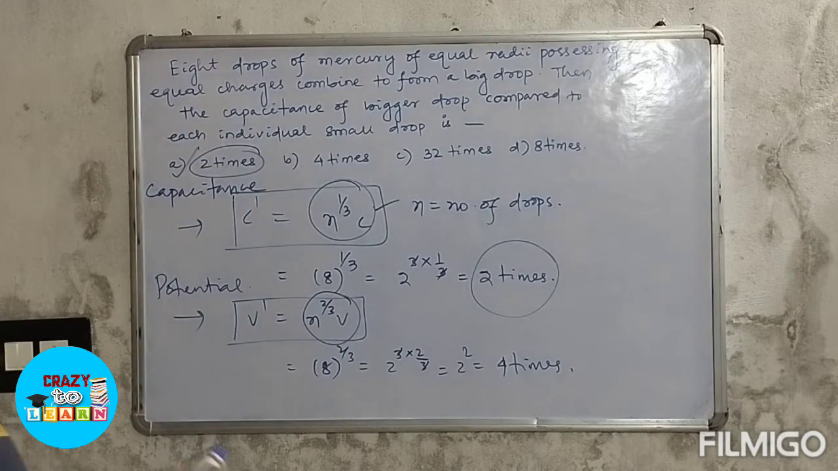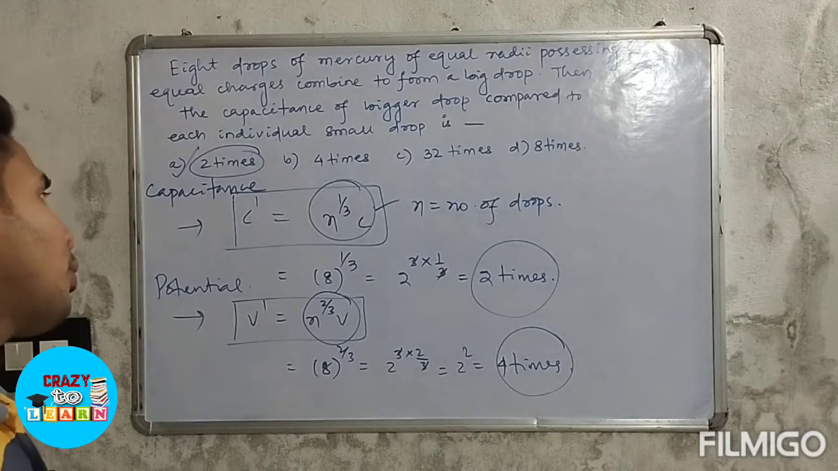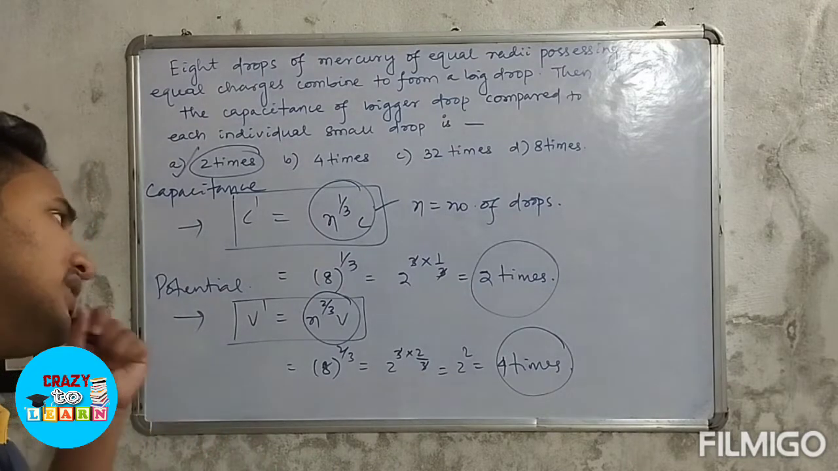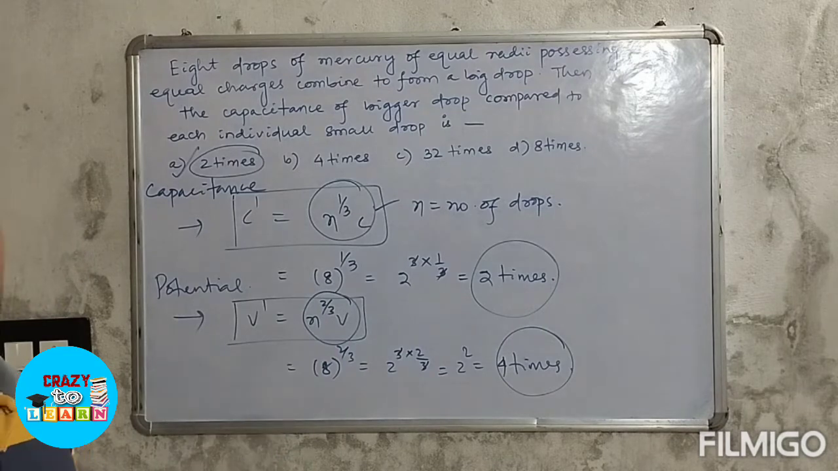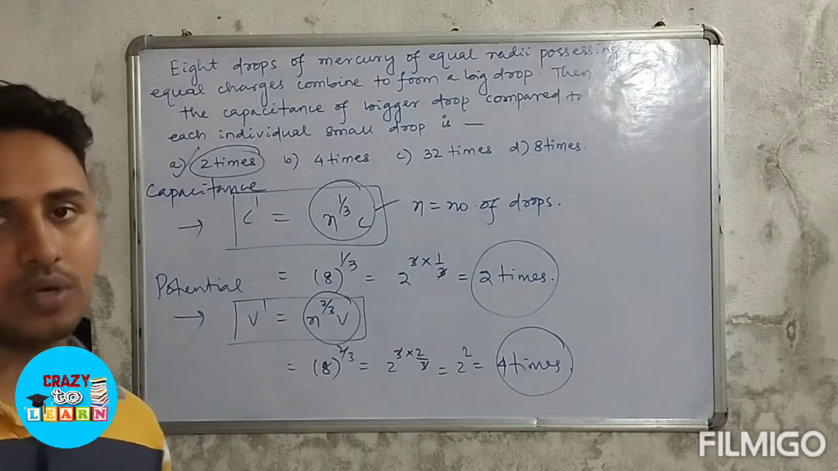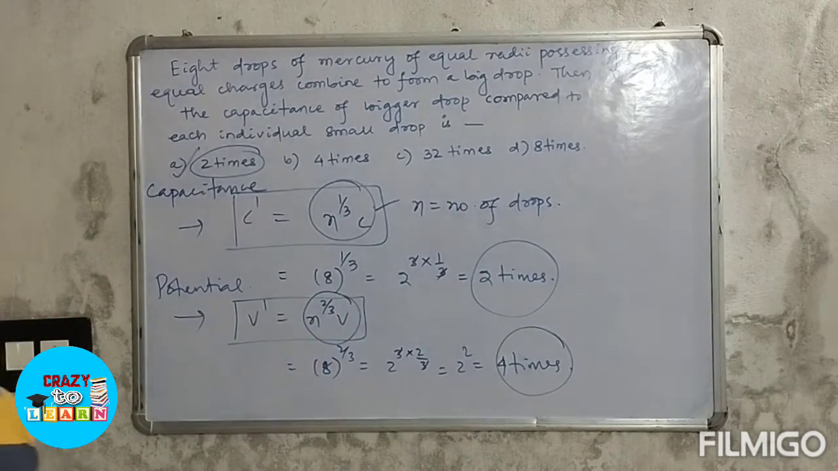The same problem will be there when it is asked for the potential, then it is n power 2 by 3. That means the answer will be 4 times. If it is asked for the potential energy, it is also n power 2 by 3 of the individual potential energy. So in that case it will be 4 times. For potential it is 4 times, for potential energy it is 4 times.